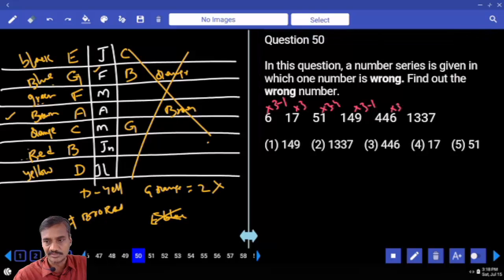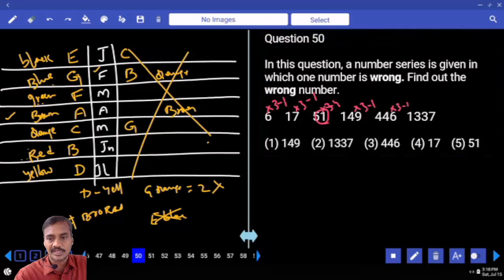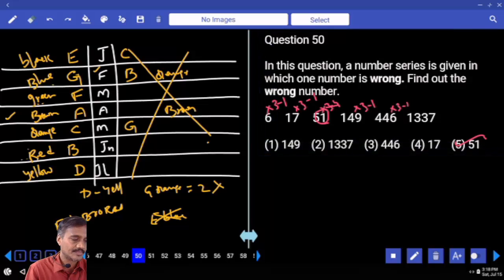Here again into 3 minus 1. And so what is your answer here? 17 into 3 minus 1 is 50, and 51 into... 50 into 3 minus 1 is 149. Then the answer: 50 into 3 minus 1 is 149, and the wrong number is 51. Choice 5, question number 50.